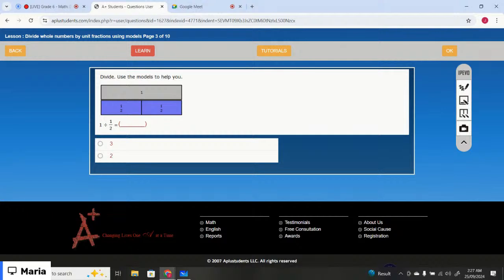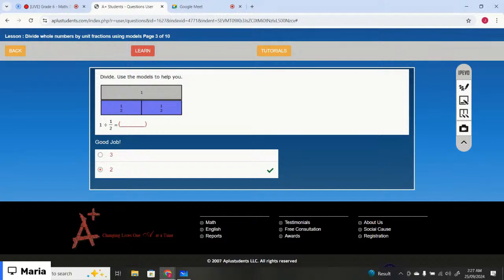Divide, use the models to help you. So 1 divided by 1 by 2 equals, which is the correct option? The correct option is 2, because 2 pieces of 1 by 2 together make 1. So that means 1 divided by 1 by 2 is 2.